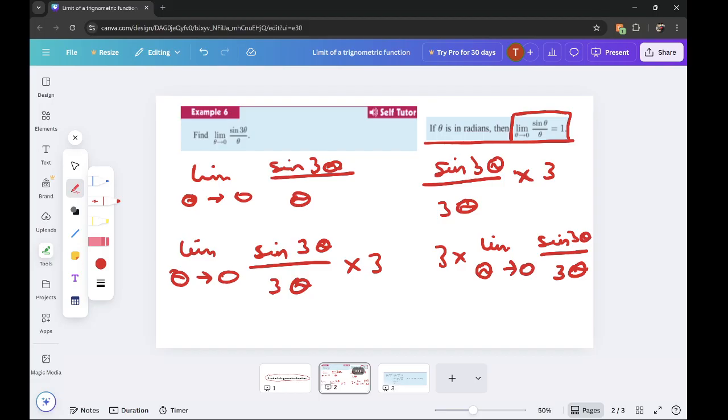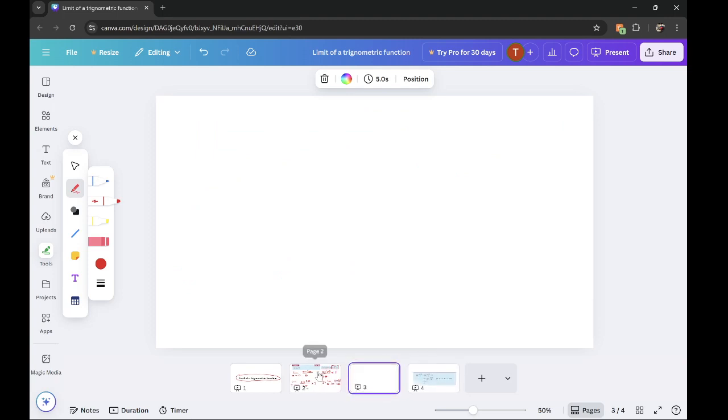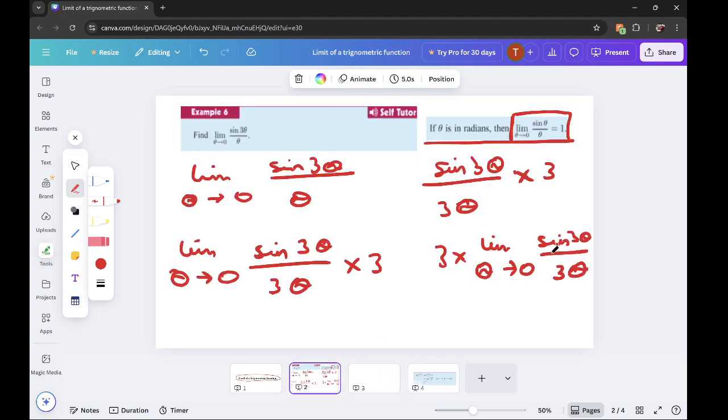So I want you to again try to pause the video and try to figure it out from here. Okay, so hopefully you've had a go at it one more time. And now we're going to go onto a new page and try to do this. So now what we have here is sine 3 theta over 3 theta.